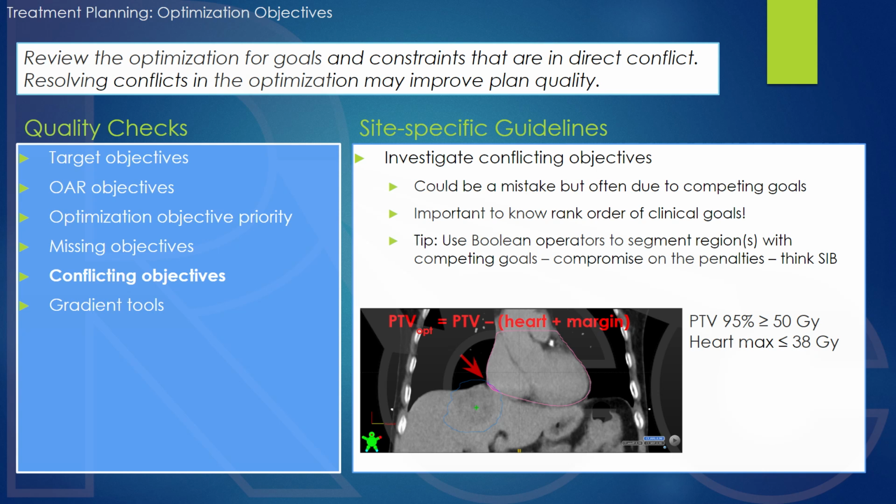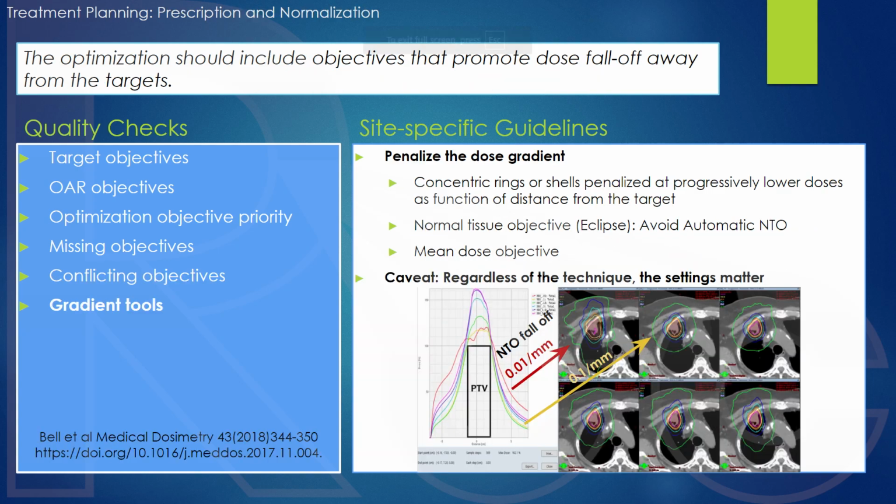And it's important to know the rank order of those clinical goals. And a tip from a planning strategy is to segment out the overlap region or the region where there's conflicting penalties and to optimize that with different values as compared to either the target or the organ at risk outside the overlap region. So think SIB, or simultaneous integrated boost.